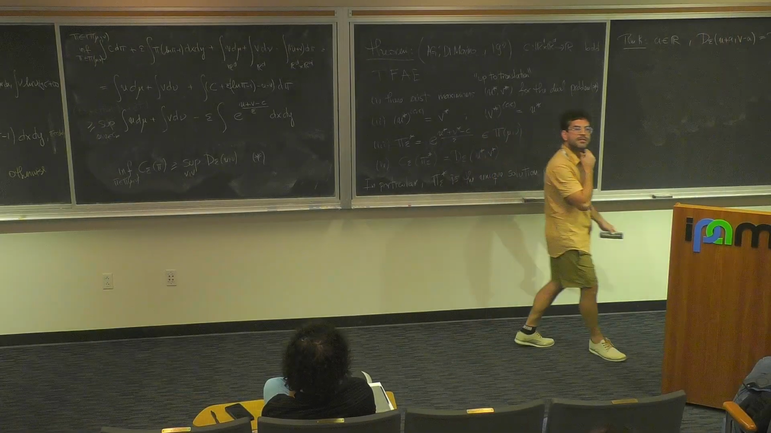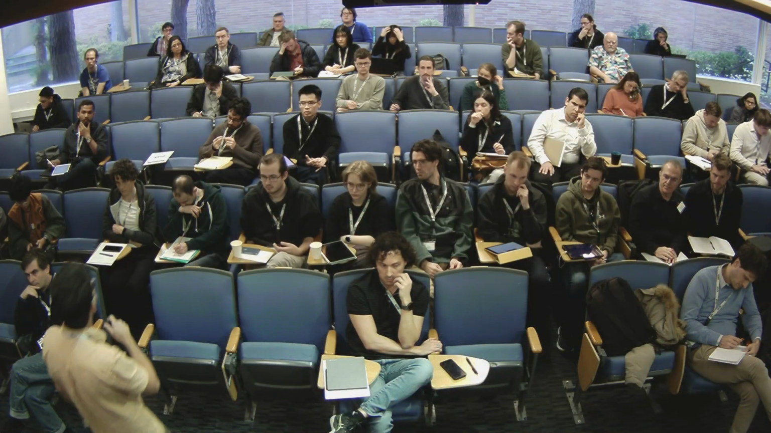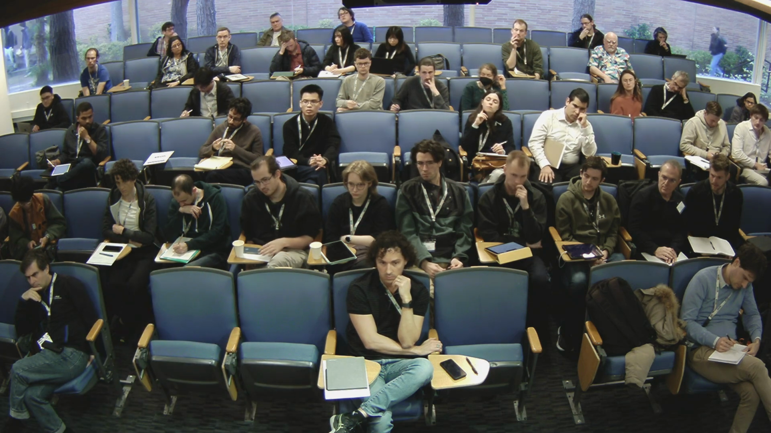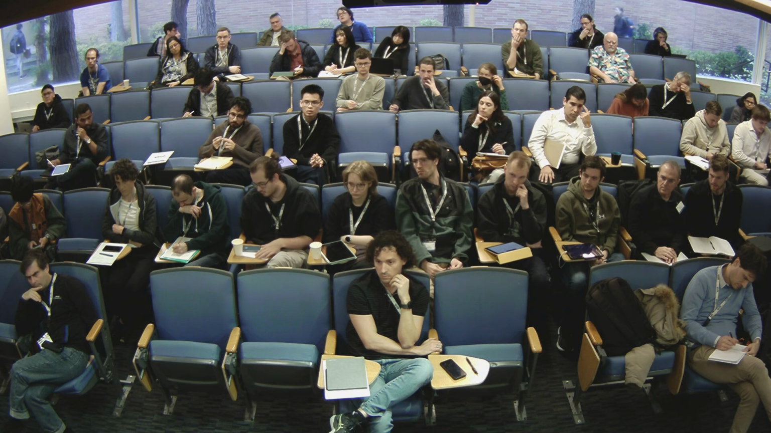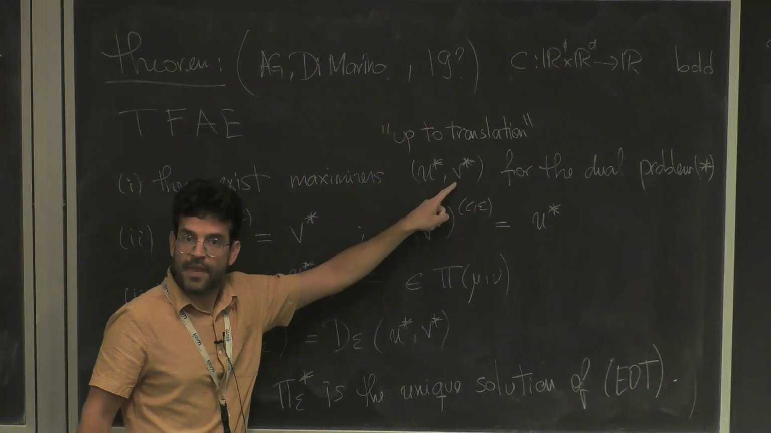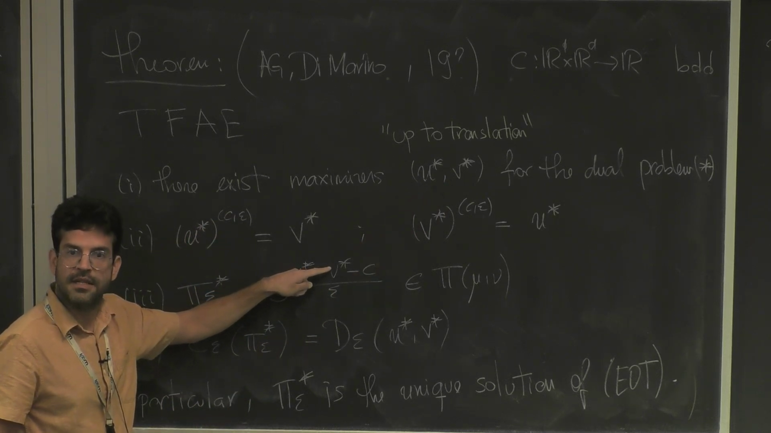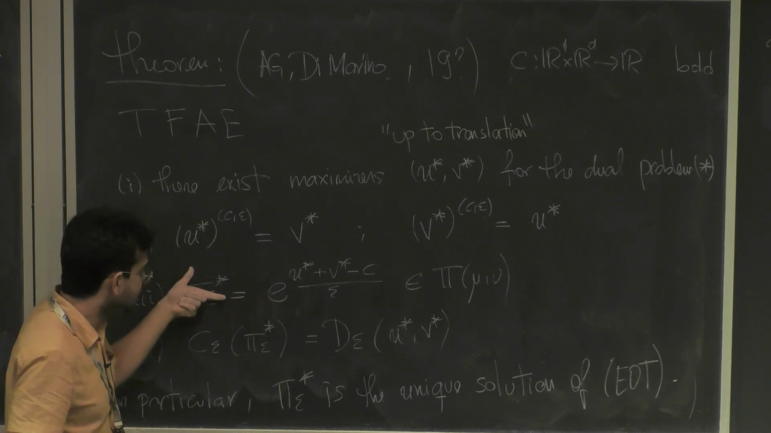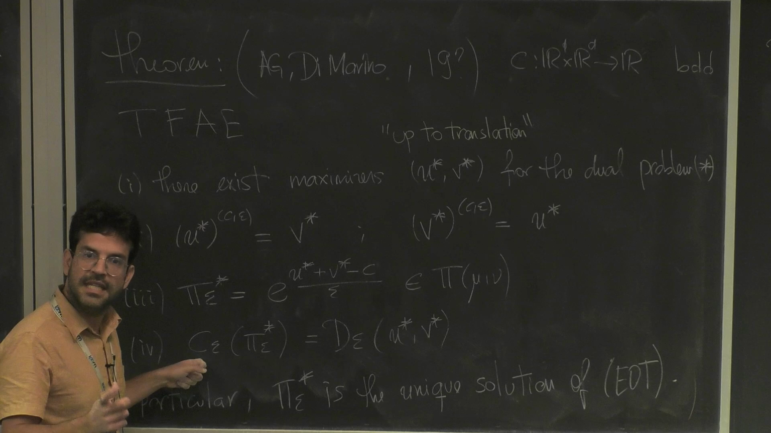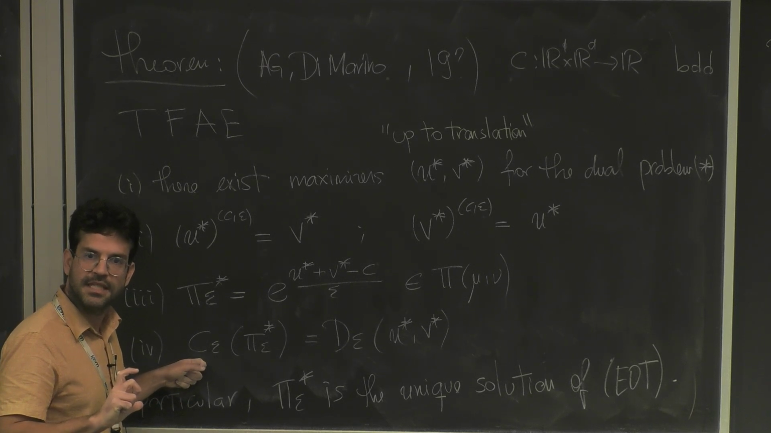Is pi star epsilon not the optimal solution of the epsilon problem? It is. What I'm saying here is exactly that: if I take the maximizers of the dual problem and I define this Gibbs state using U star and V star, which are the maximizers of the dual problem, this is exactly the optimizer of the primal. And you see, this is really the interplay between alternate maximization and matrix scaling.